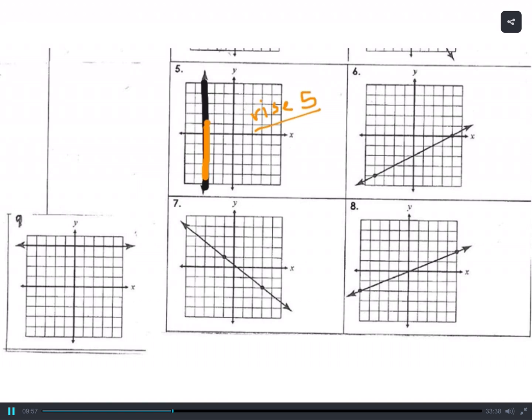And then to get to that point, did I have to run at all? And the answer is no. I did not have to go left or right to get to that point. I just kind of landed on it when I went up 5. So in this case, when you don't go left and you don't go right, your run is 0. And so what is it called when you have a number 5 divided by 0? And the answer is undefined.